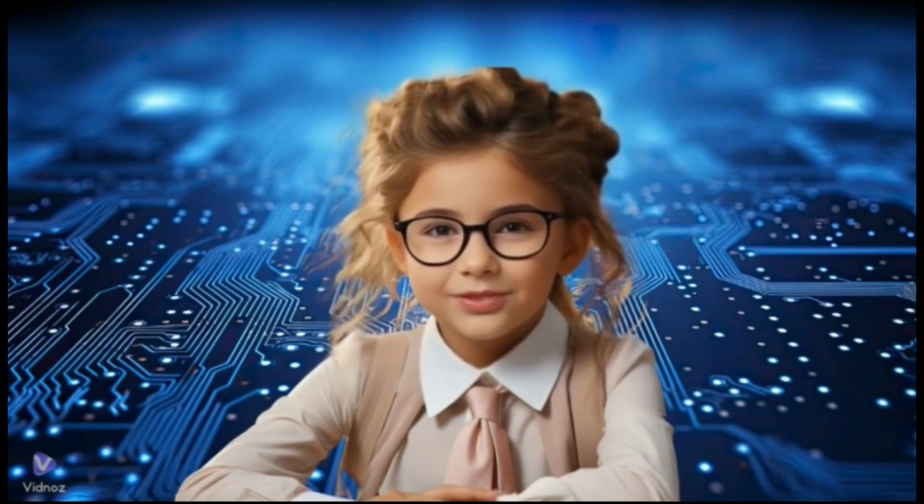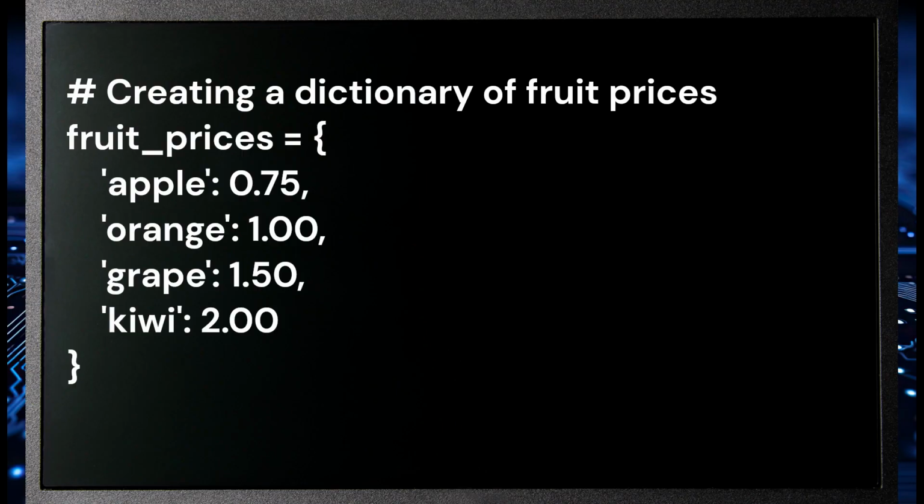Let's take a look at an example. Here, we've created a dictionary of fruit prices. The keys are the names of the fruits, and the values are their prices. We can access each value in the dictionary by its key.